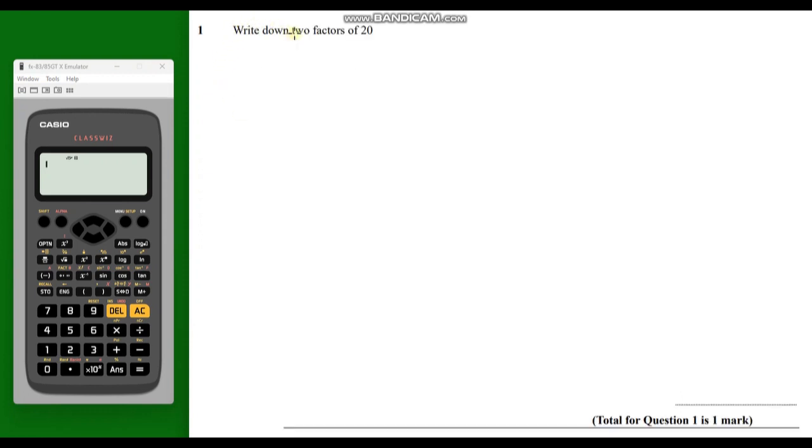Question 1, write down two factors of 20. Now, the way I like to write down factors is first of all start with 1, because 1 is a factor of any number. So 1 times 20, that will give us 20. And actually, we're done. We've found two factors of 20, 1 and 20. So I can just write 1 and 20 as my answers.